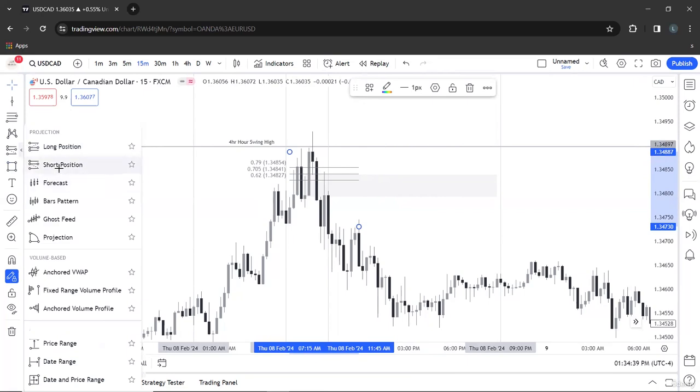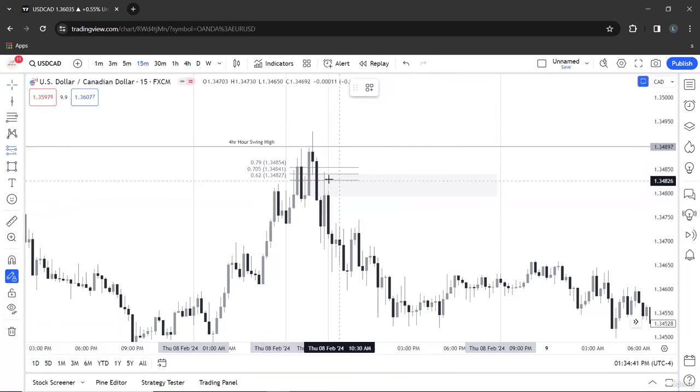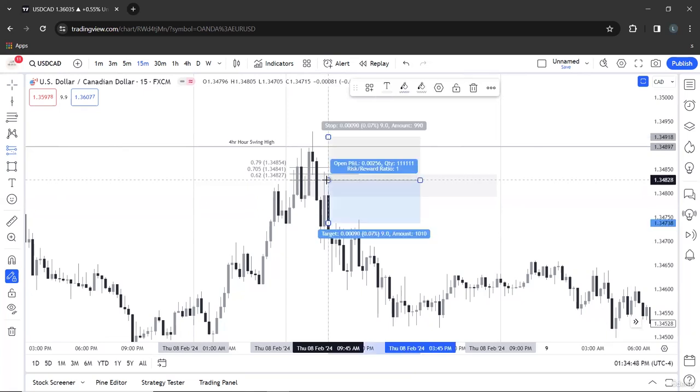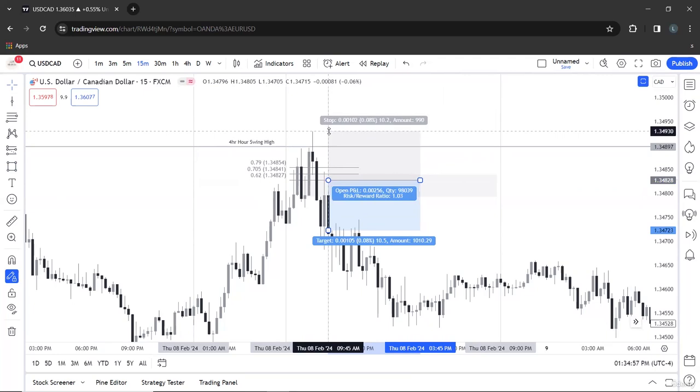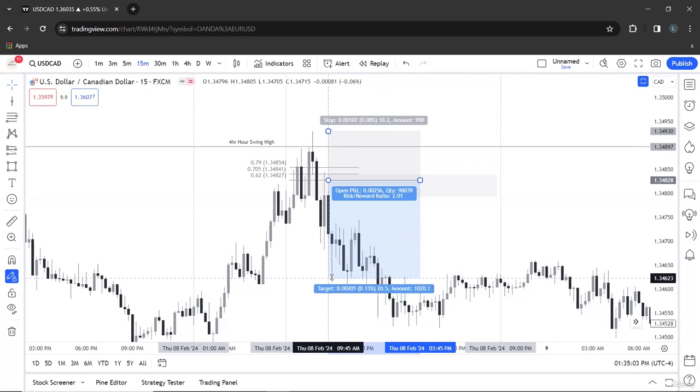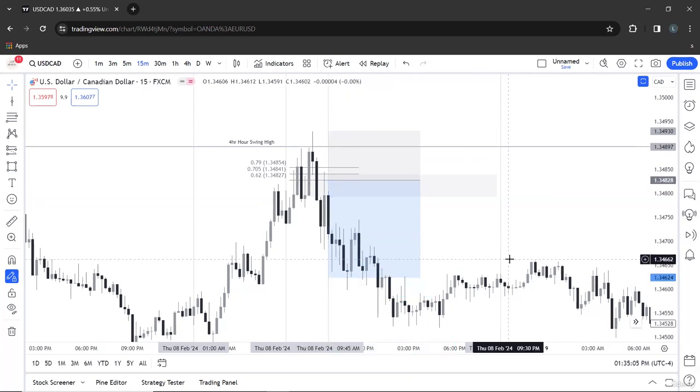So what your short position will look like, we are catching all those pips. We want that limit entry, so we can get the maximum profit, right? So you set your stop loss to a safe zone, the high of that leg, and then I typically go for a 2-to-1.